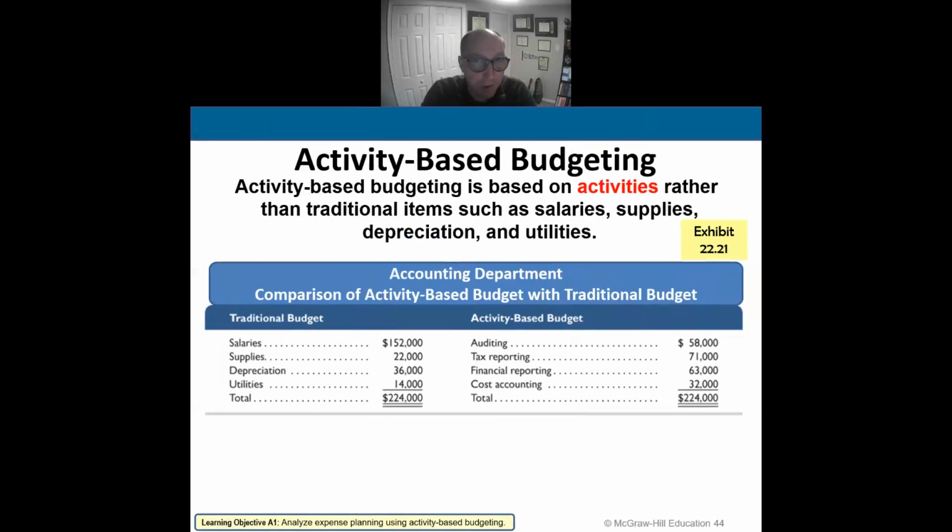You can also budget based off of activities. Activities being the basis of things that we do in business. For example, we have a certain number of inspections. We have a certain number of purchase orders. We have a certain number of labor hours a year. Those are all activities. Those are all bases for activities. And so we can budget based off of that information as well.